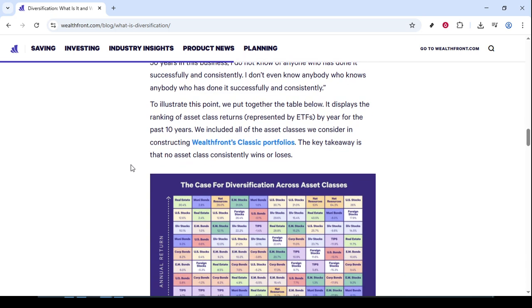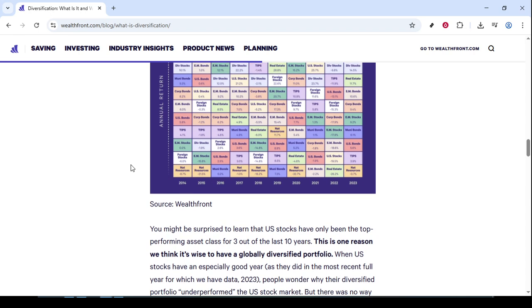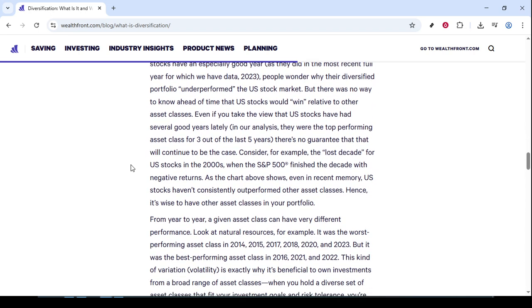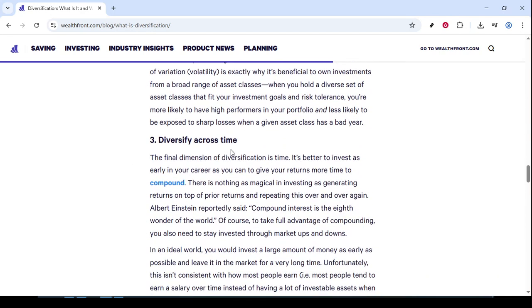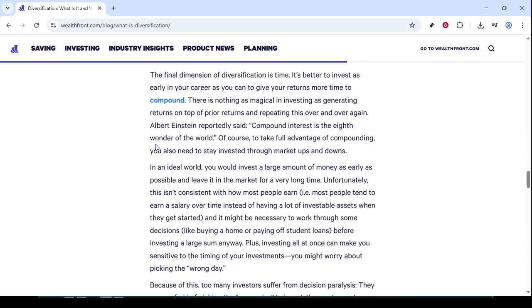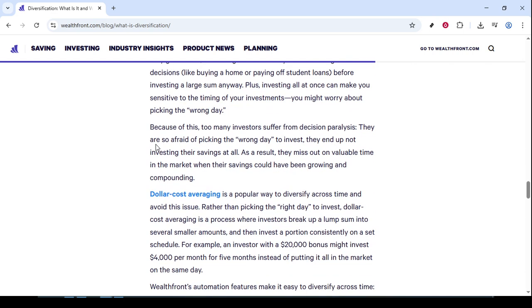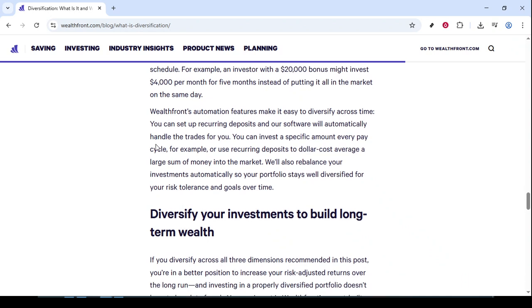Finally, consider diversifying across time. Investing consistently over regular intervals, a strategy known as dollar cost averaging, helps mitigate the risk of market timing. Rather than trying to predict market highs and lows, you invest the same amount at steady intervals, which can reduce the impact of volatility. By applying these principles, you diversify your investments effectively, positioning yourself to build long-term wealth.